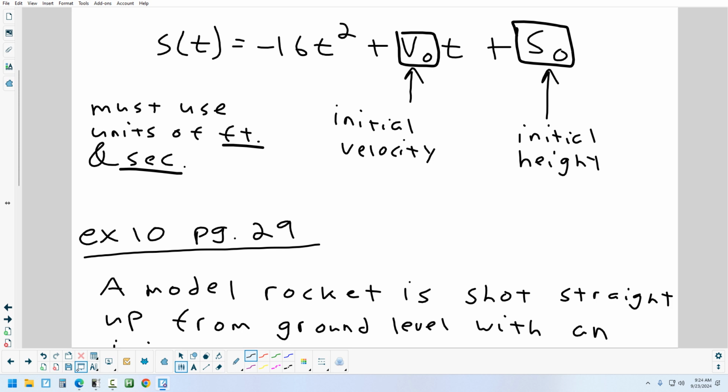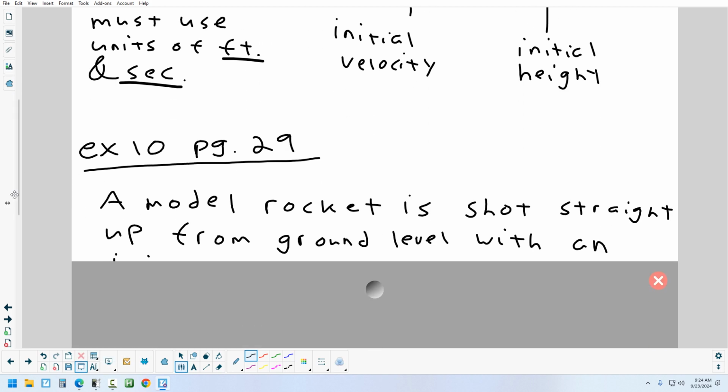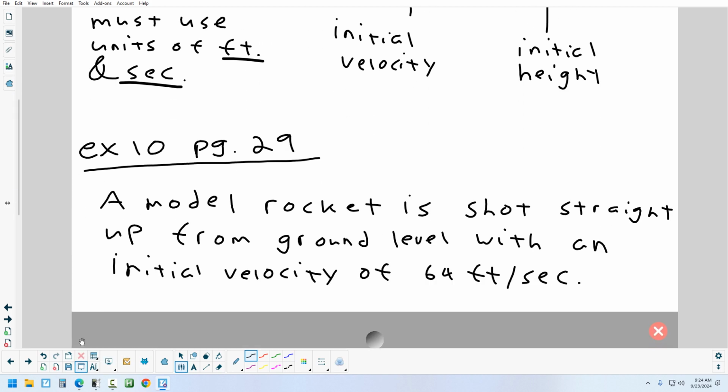All right, so let's take a look at a problem. So we have a rocket that we are shooting straight up from ground level. What does that tell you about the initial height? 0. Yeah, it's 0. So it's just going to be like a plus 0 on the end. And the initial speed of the rocket is 64 feet per second.